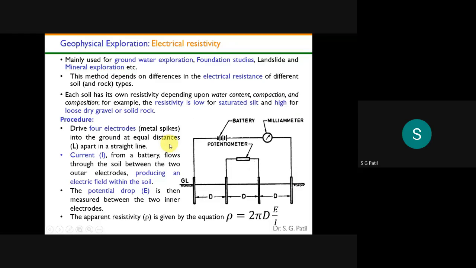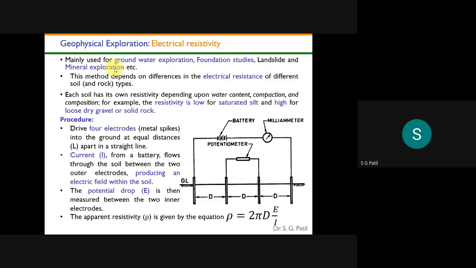So the next method of geophysical test is the electrical resistivity method. What is the electrical resistivity method? It is mainly used for groundwater exploration. Usually these geology persons, if you want to find out the water reserves to drill a borehole, usually they will use this geophysical test. Even for the geotechnical purpose also you can use it.